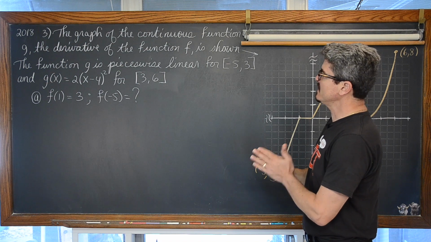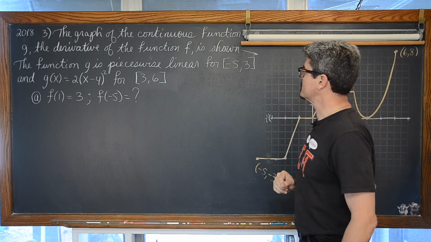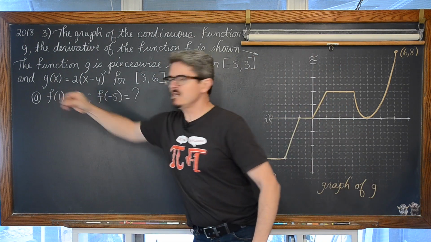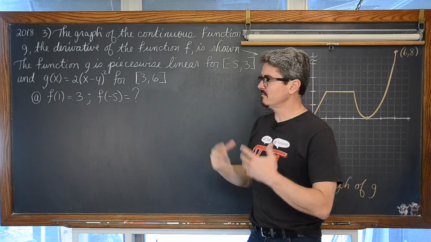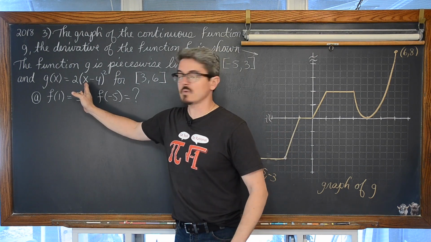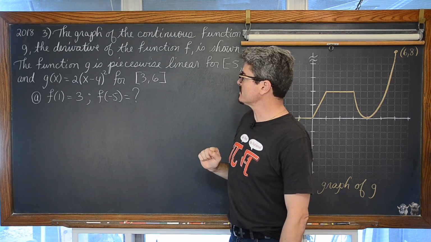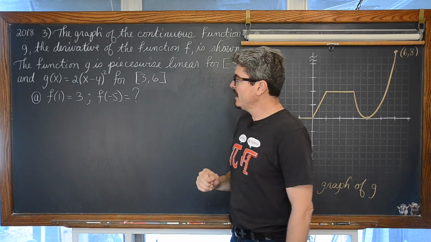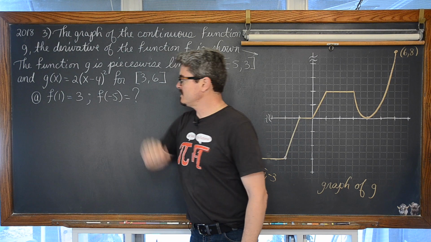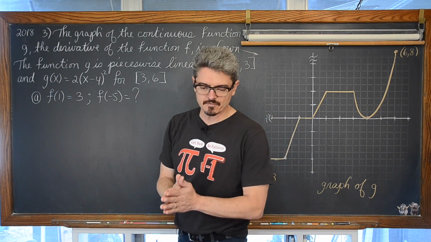The function g is a piecewise function for the closed interval from -5 to 3, and then g of x takes on another type of function. Basically, it's still part of a piecewise function, but as opposed to being a linear piecewise function, we go into a parabola opening up for the closed interval from 3 to 6. And given the fact that f of 1 is equal to 3, what is the value of f of -5?